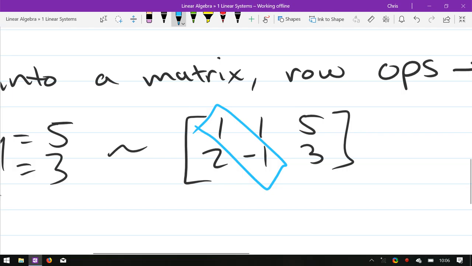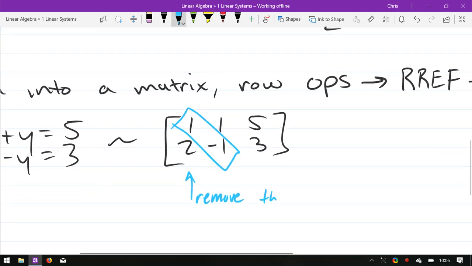So what I want to do is go column by column. I'll do column one first. There's really only one column to do down here, which is get that two out. So I have to remove, or a better way to say this, is to zero out column one.